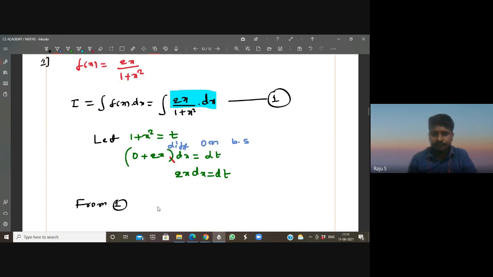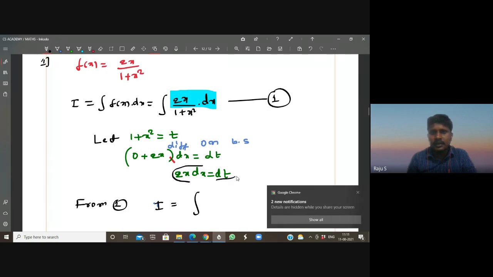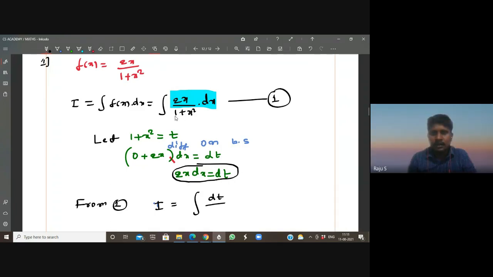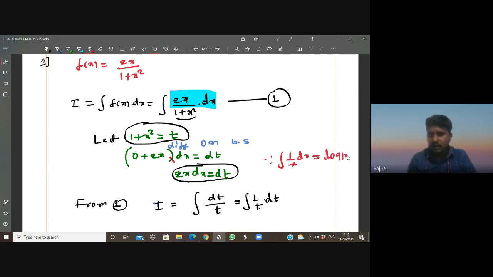So now from 1, I is equal to the integral. What about the 2x dx value? 2x dx value is clearly dt, and what is 1 plus x square? It is t. Right. Now, what do you observe here? It is in the form of 1 by t dt, nothing but 1 by x dx. Since we know that, what is the integral formula for 1 by x dx? Yes, it is log mod x plus c.